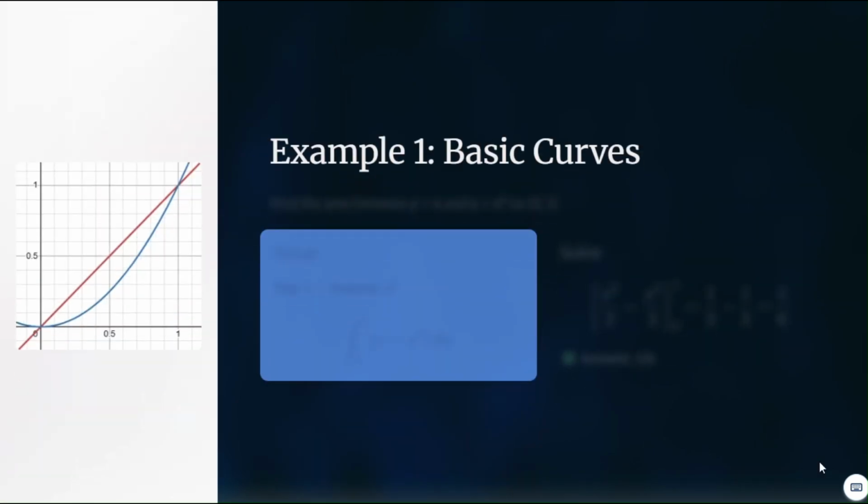For example, if we want to find the area between y equals x and y equals x squared on the interval from 0 to 1. In blue we have the curve y equals x squared, and in red we have the line y equals x. So we can clearly see that the top function is x and the bottom function is x squared. So we can set up our integral as integral from 0 to 1 of x minus x squared, because x is the top function and x squared is the bottom function. With respect to x, that is dx.